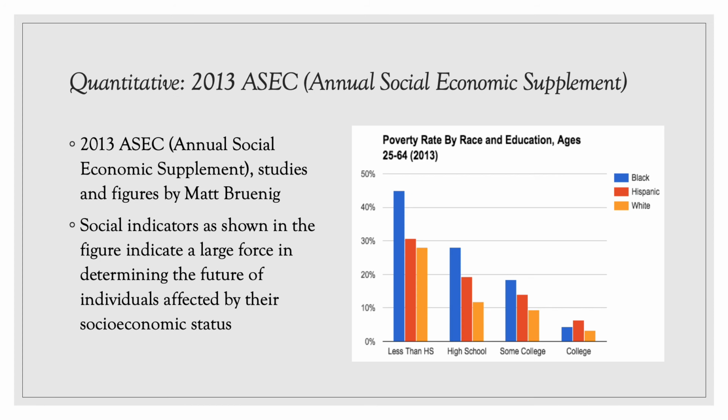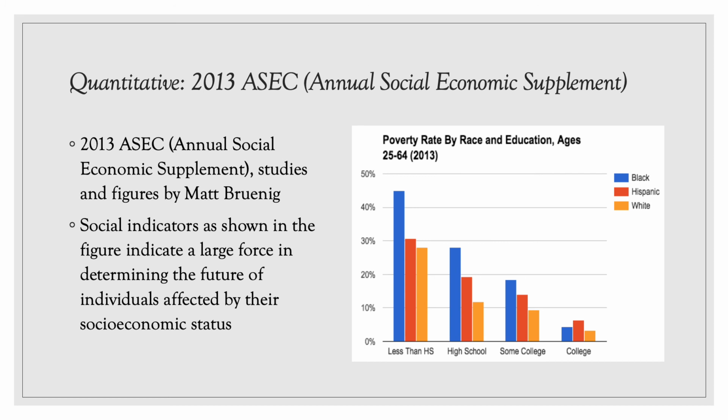The next slide is another study from the 2013 Annual Socioeconomic Supplement. This shows that social indicators as shown in the figure above, which include poverty, race, and education, are a large force in determining the future of individuals affected by their socioeconomic status. We can see here that Hispanics and African Americans make up a large portion of the population that come from low income and crime stricken environments.